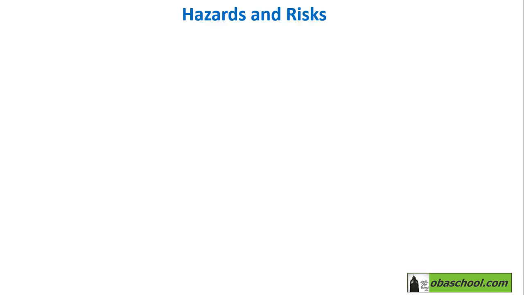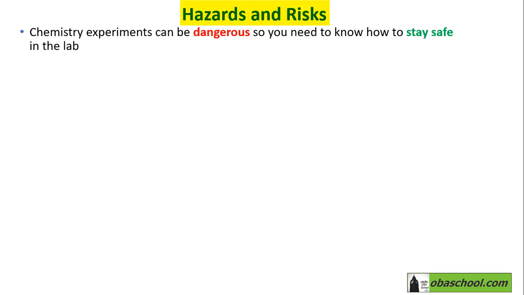Now we are going to discuss the hazards and risks. A really important part of chemistry is carrying out experimental practices, and carrying out experiments can be really useful to help you get a better idea of the chemistry. However, if you are not careful, these experiments can be dangerous, and it is important that you know how to keep yourself and others safe when you are working in the lab.